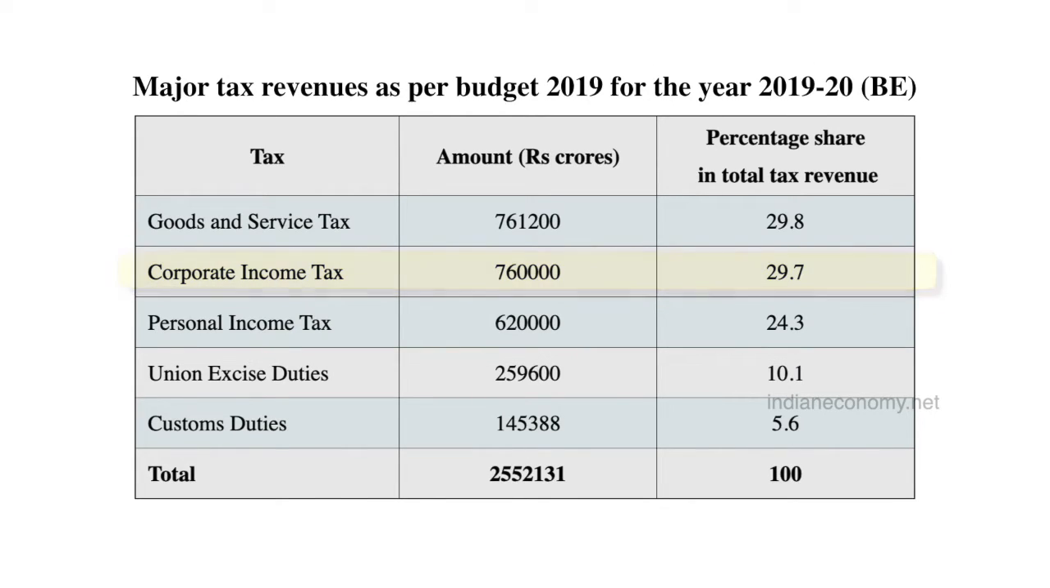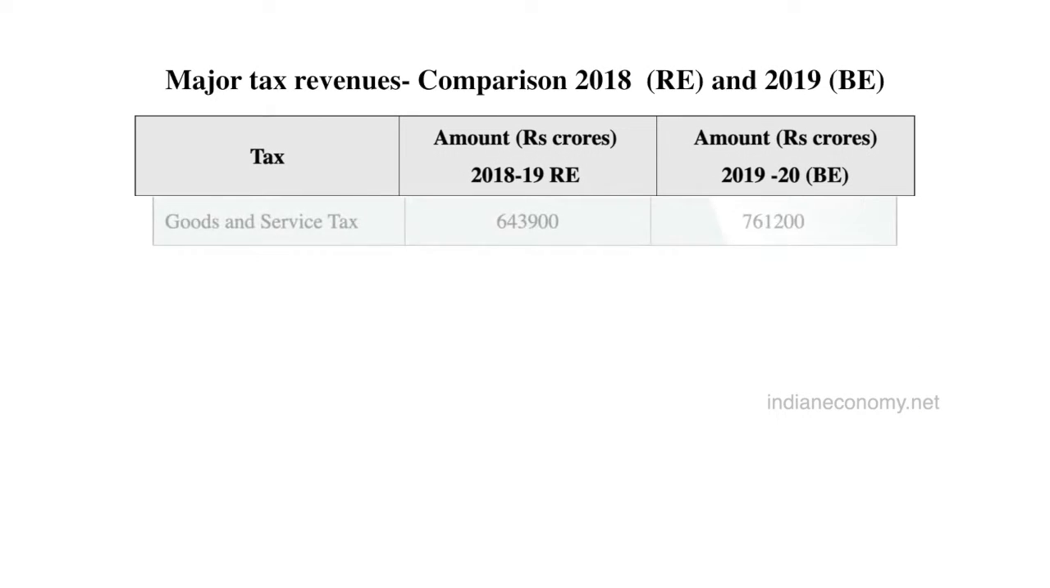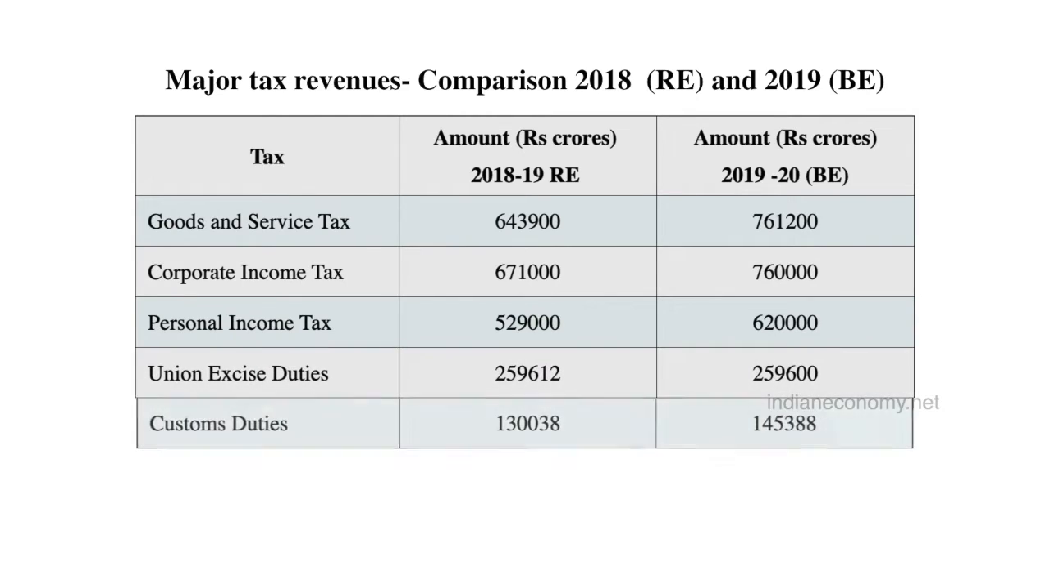So please observe the difference between the goods and service tax share and the corporate income tax share. Regarding their percentage contribution, the goods and service tax contribution is 29.8%, whereas that of the corporate income tax is 29.7%. You can see the close fight between the goods and service tax and the corporate income tax to become the largest tax revenue for the central government. And which one is the largest one?